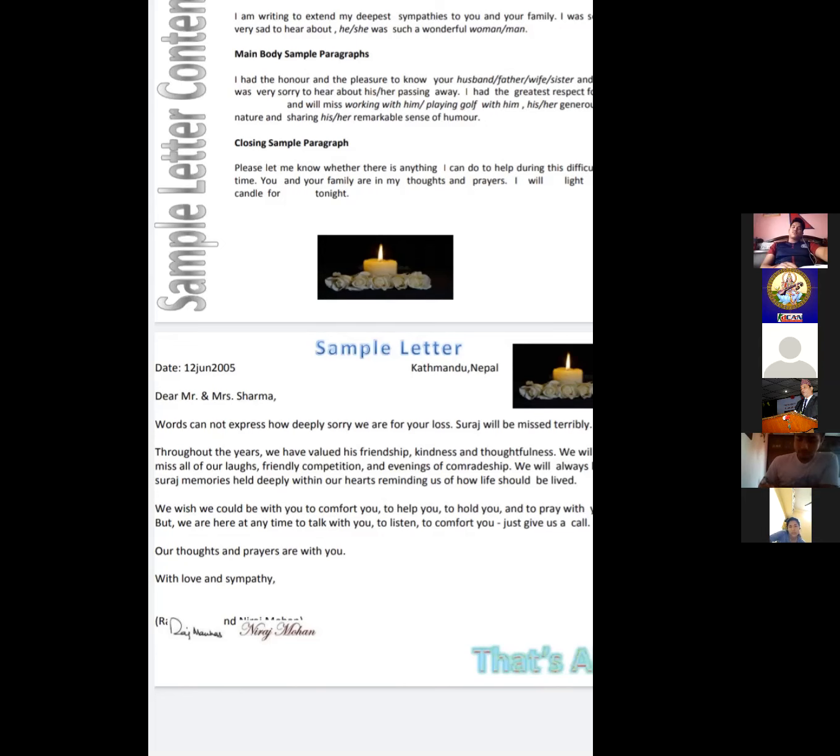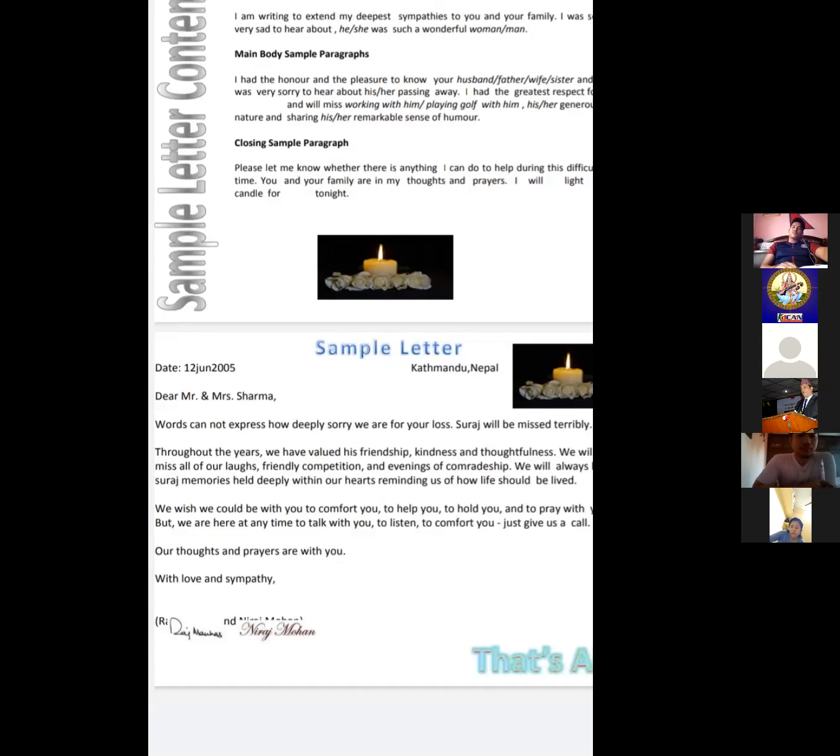This is one of the best styles of letter of condolence. See, words cannot express how deeply sorry we are for your loss. Suresh will be missed terribly. So this is my first statement. In case, according to the competitive examinations, I'm so sorry, I'm so sad to hear about the untimely demise or death of your lovely son or brother Mr. Suresh.